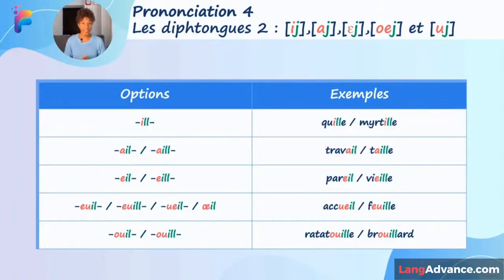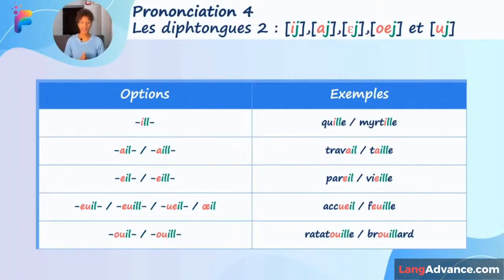Le son ei, you will find it in pareil, vieille. Le son œil, you will find it in accueil, feuille. Le son ouïe, you will find it in ratatouille, and brouillard.